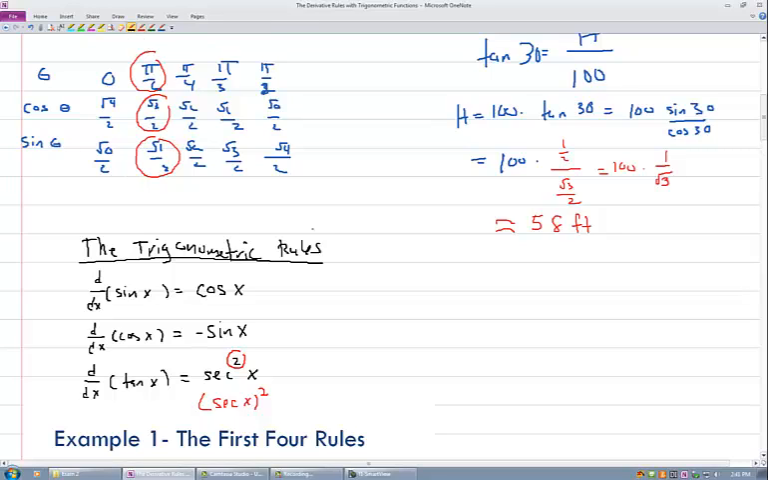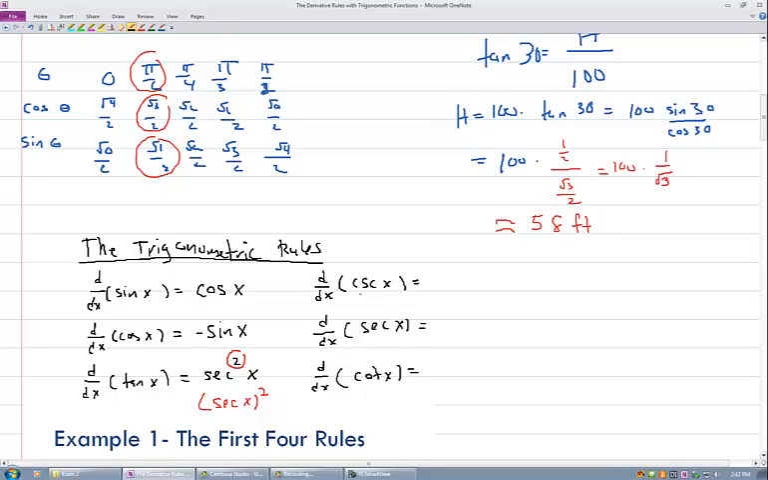Now the remaining rules kind of just follow from these two rules, really, the derivative of sine and the derivative of cosine. And I'm going to show you how this works a little bit later. But in the end, you'll probably just memorize them. So d/dx of cosecant of x will equal something. And then d/dx of secant of x will equal something else. And then d/dx of cotangent of x, again, will equal something else.